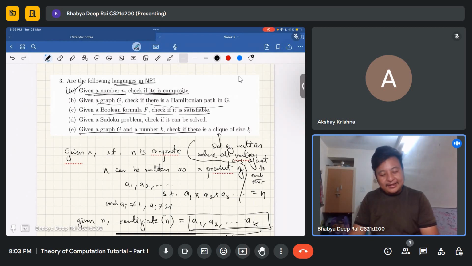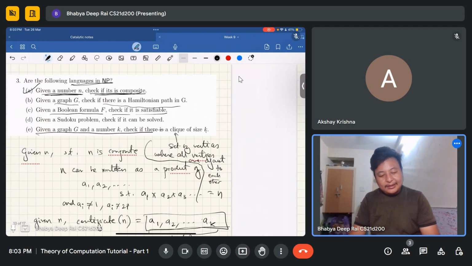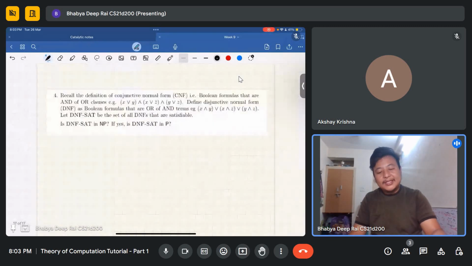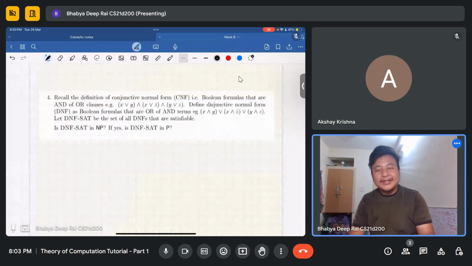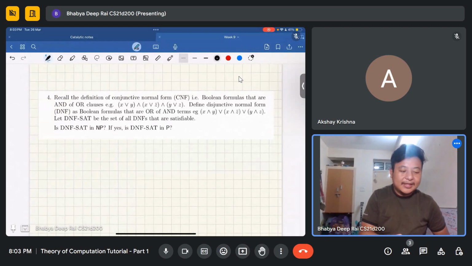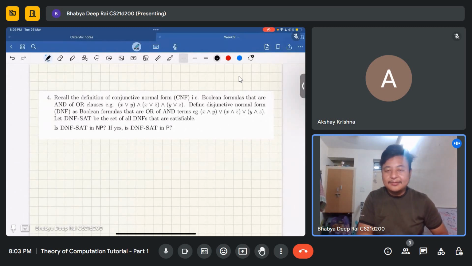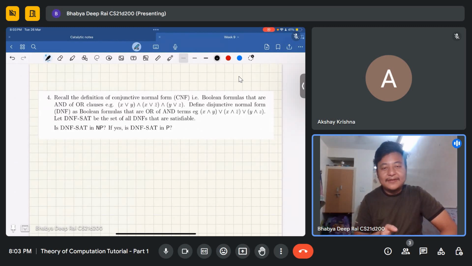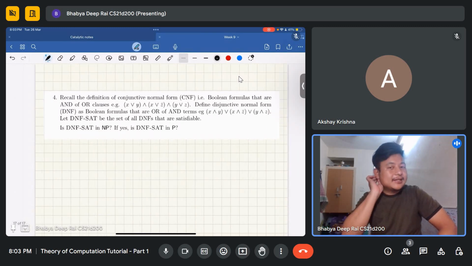Anyway, try that question E and check out the lecture on CNF, and you may try this final question also on DNF. Try to come up with an algorithm, whether it's in P or not, and if not, I'll solve it in the next session. This question I'll solve in the next session.